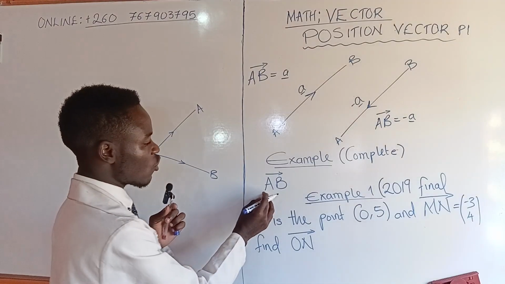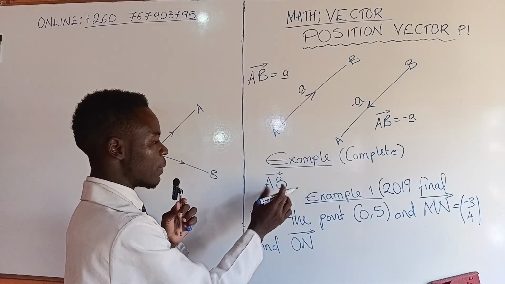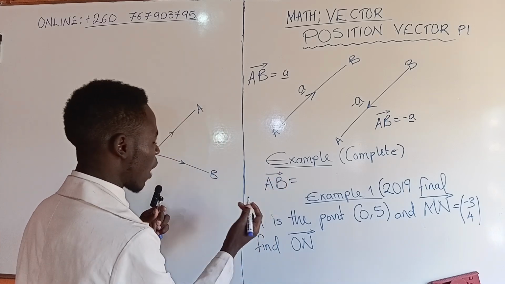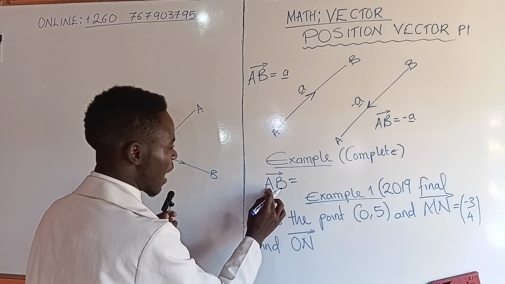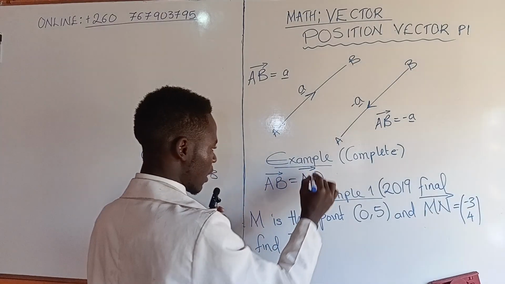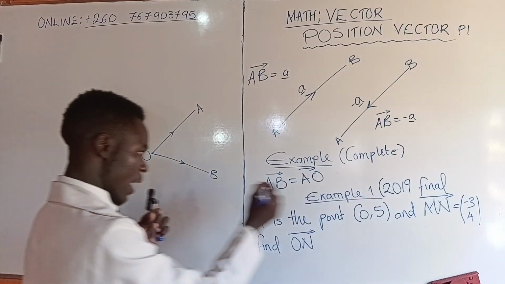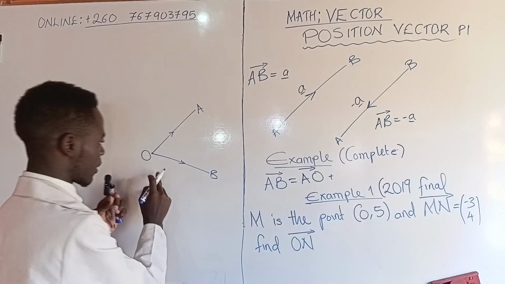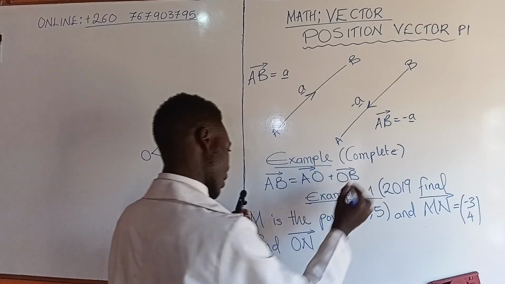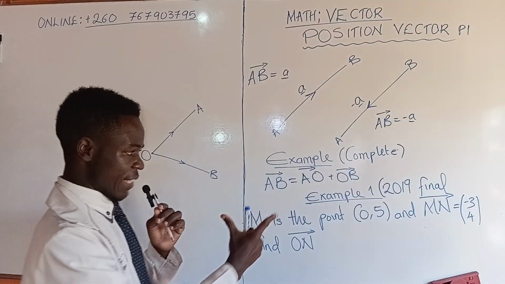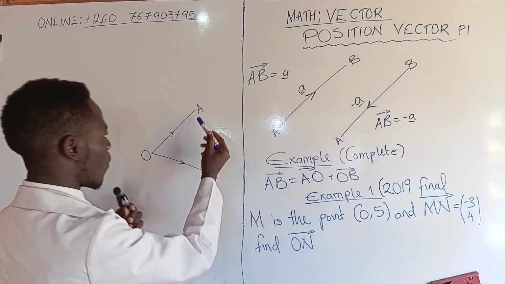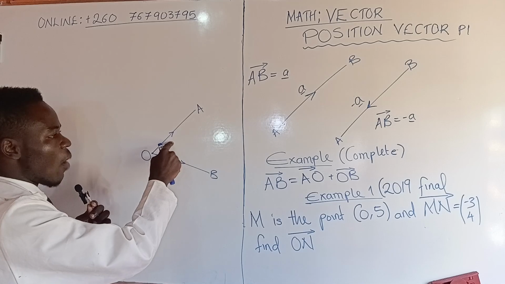So how can you move under position vector? How do we complete this? This is AB. How we complete this is something very simple. We are going to say AO, like that, AO. Since we want to complete AB, then plus OB. Plus OB. Are we seeing that vector? Okay, so now as we can see here, from the position vector, we can see that from AO, we are going opposite the direction.